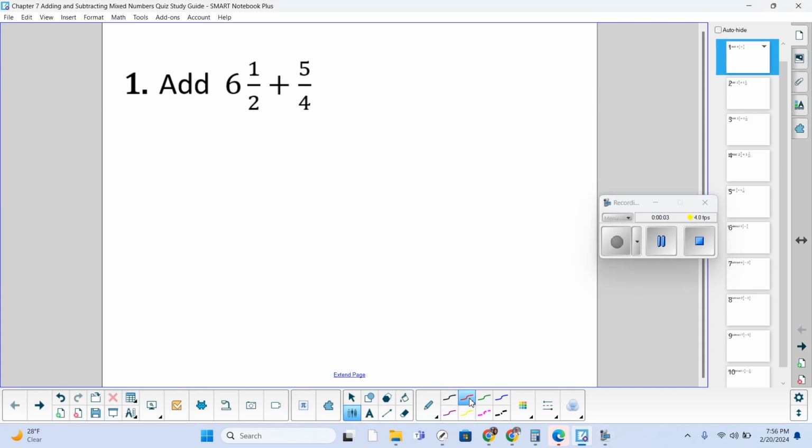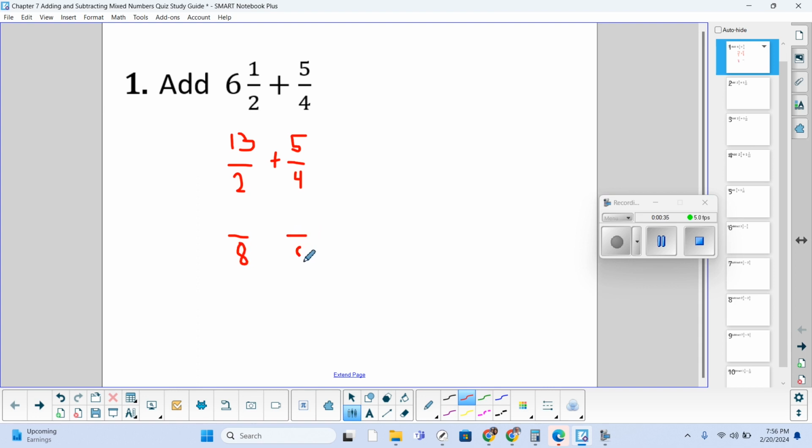First thing we're going to do for this problem is change both of these to improper fractions, or fractions greater than 1. So this one is 6 times 2 is 12 plus 1 is 13. So that becomes 13 over 2 plus this one is already a fraction greater than 1, 5 over 4. The common denominator for 2 and 4 would be 8.